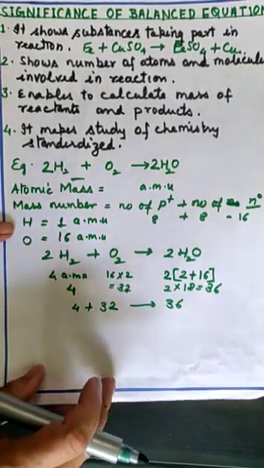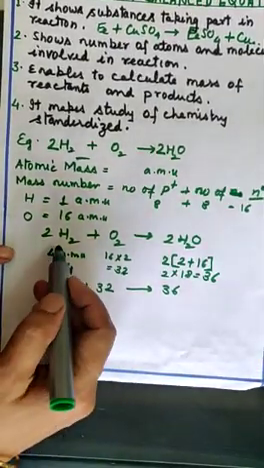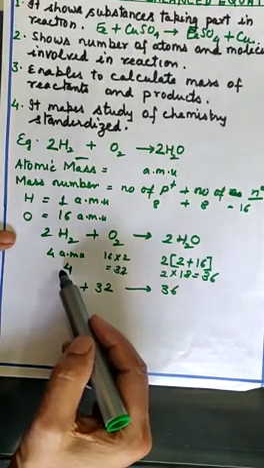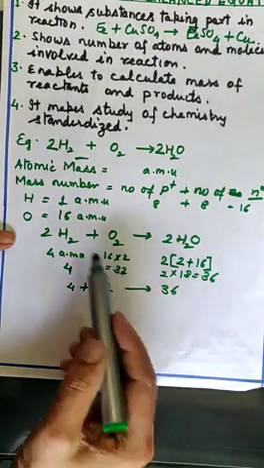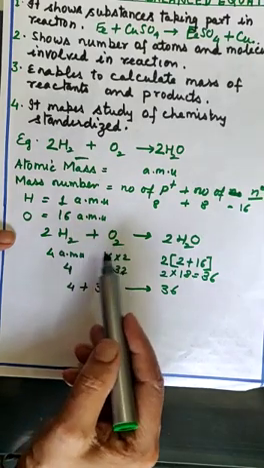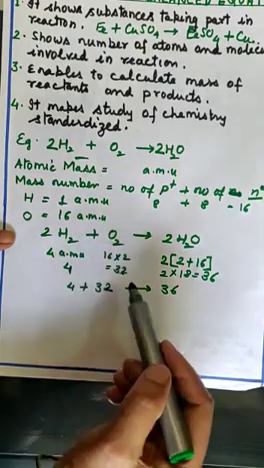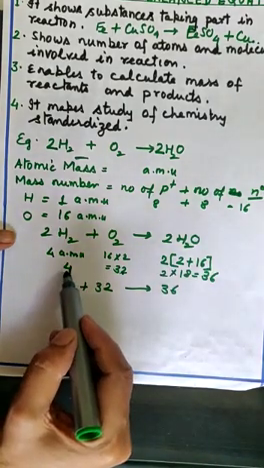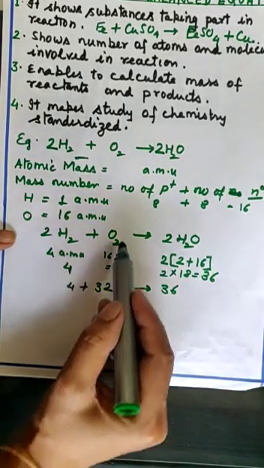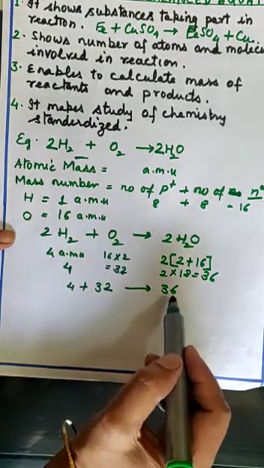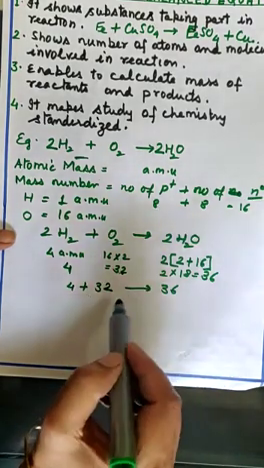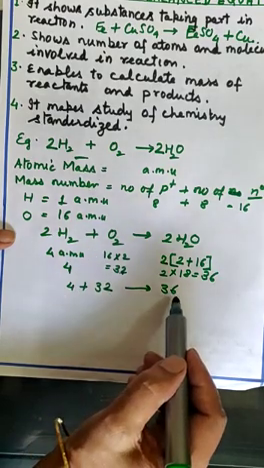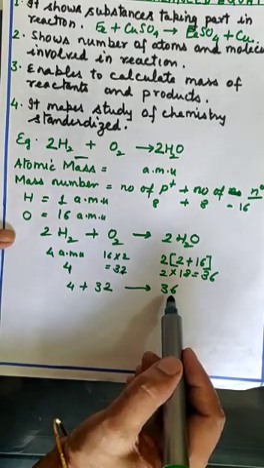So like this, we don't only calculate the ratio of the masses in which they are reacting, that is 4 is to 32 is the ratio of masses of hydrogen and oxygen that combine, and also the mass of water that is produced. You can say that 4 unit mass of hydrogen when combined with oxygen forms 36 unit mass of water, or 32 unit mass of oxygen when combined with hydrogen forms 36 unit mass of water.